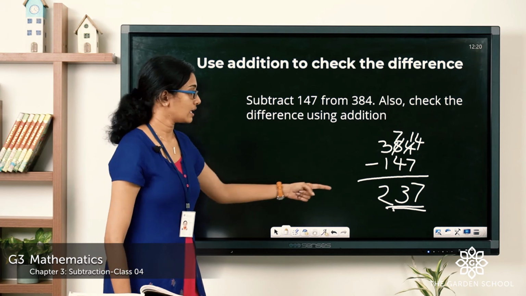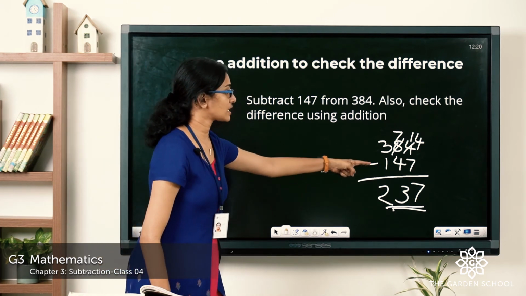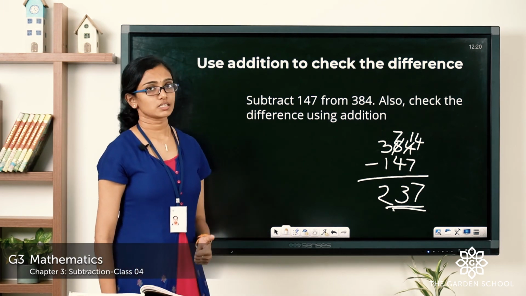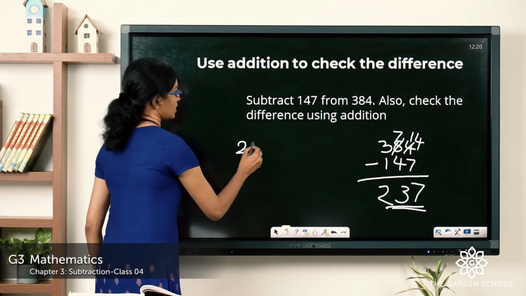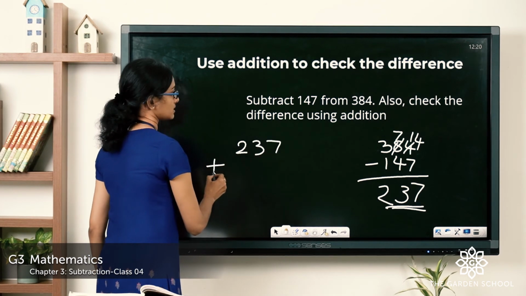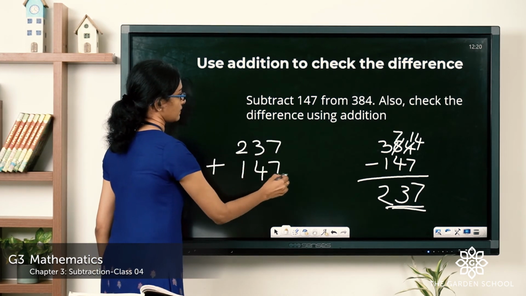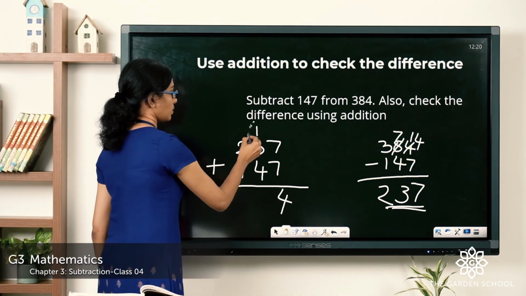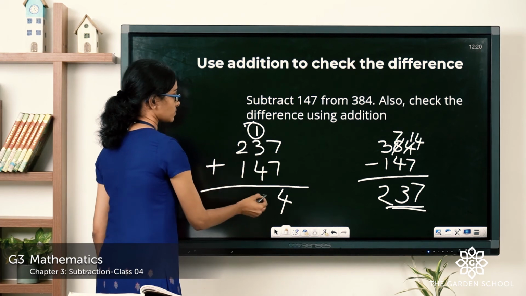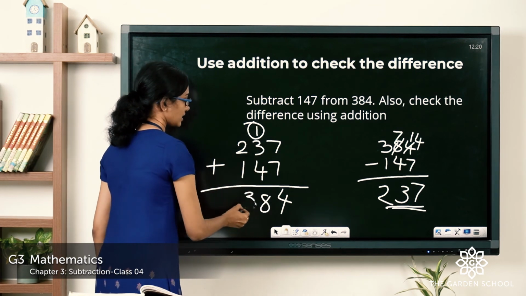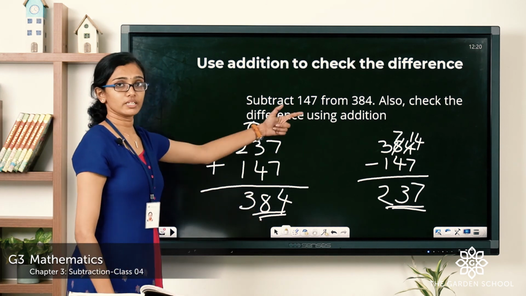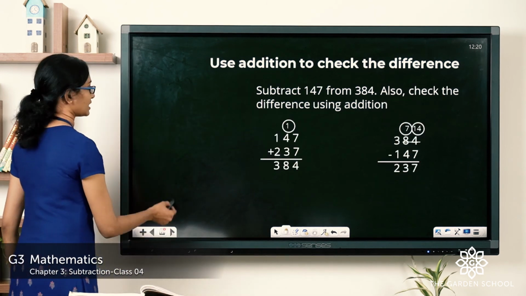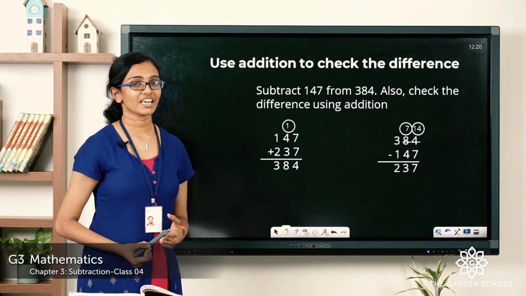Now, you have to check the difference using addition. How can we do that? We have to add this difference and this subtrahend and see if we get this minuend as the sum. Let's do that. So 237 plus 147. 7 plus 7, it is 14. Carry over 1. 4 plus 3, 7 plus 1, 8. Now 2 plus 1, 3. See, we got the minuend again. So let's confirm that the subtraction was done correctly. Hope this is clear to you.